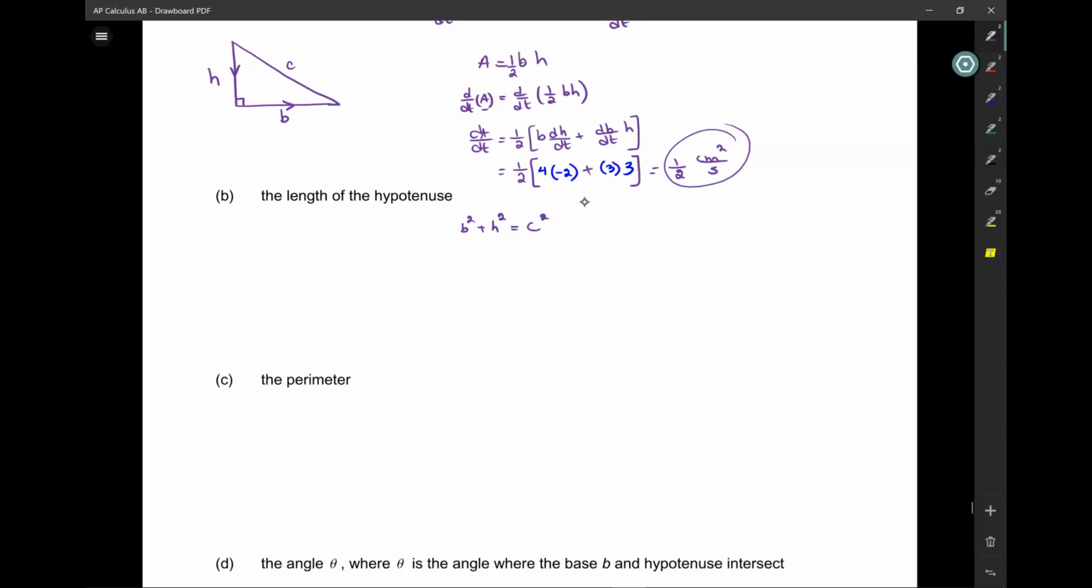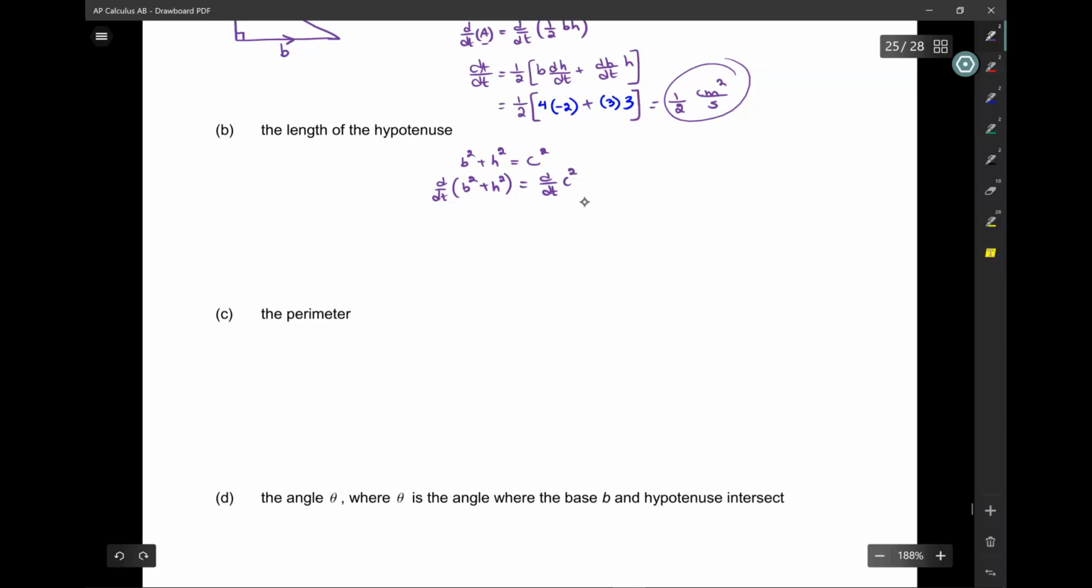I want to now take a derivative of both sides of this. So it's going to be d/dt of b squared plus h squared is equal to d/dt of c squared. So here, 2b db/dt plus 2h dh/dt is equal to 2c dc/dt.